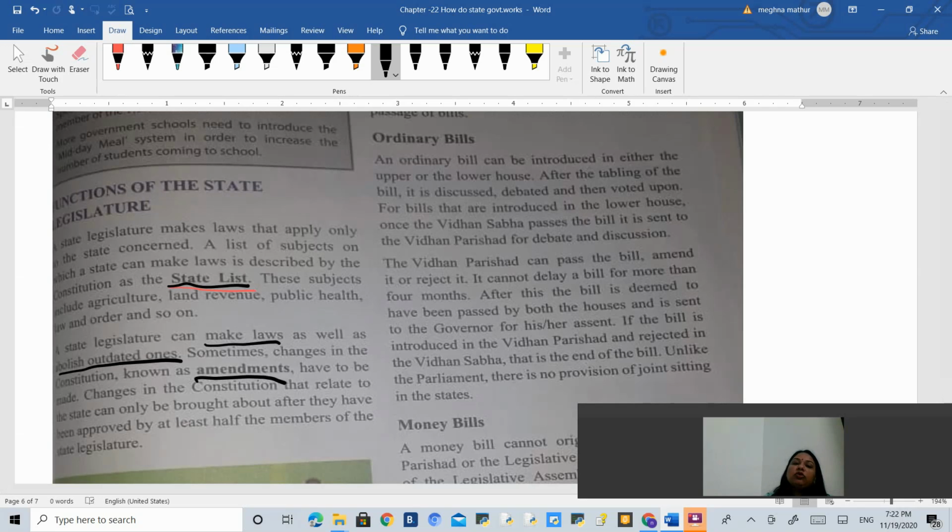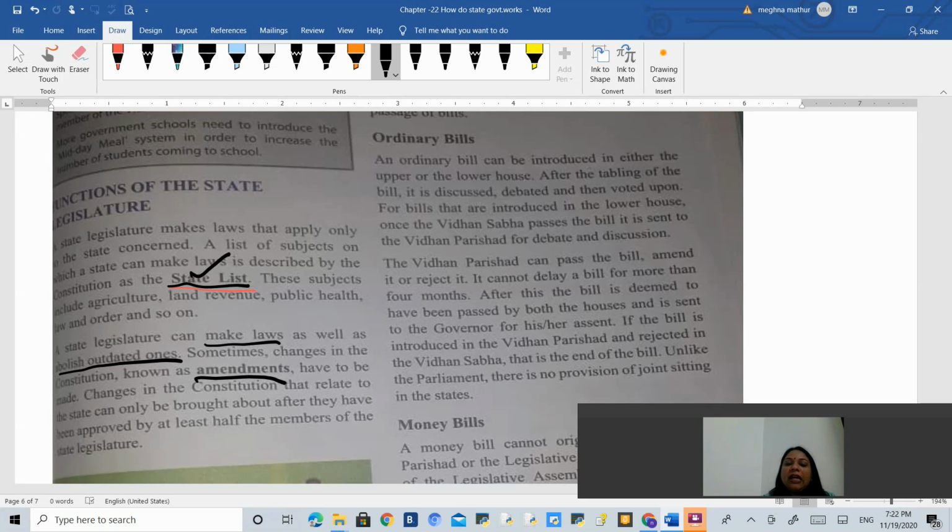As you know, the legislature is actually made to make laws or to make decisions regarding day-to-day working. What kind of decisions can they make? They can make decisions which have been given in the state list. In our constitution, a state list is maintained in which all the subjects on which a state can make laws are given, for example agriculture, land revenue, public health, law and order, and so on.